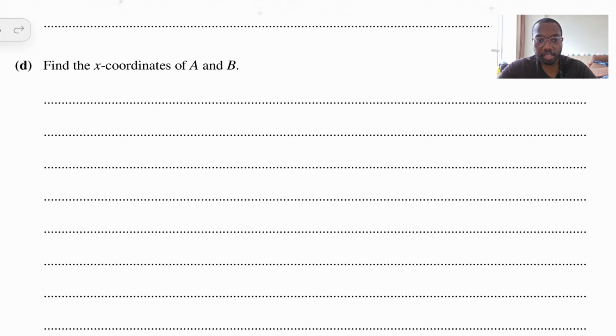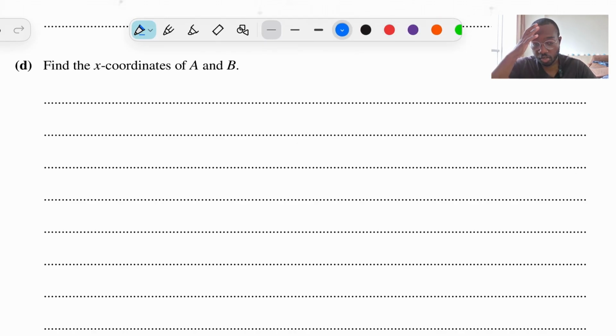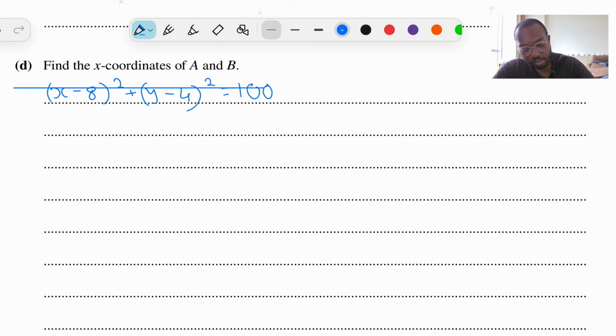And then the last question here, find the coordinates of A and B. So intersection. If I rewrite everything, we know the equation of the circle is x minus 8 squared plus y minus 4 squared is equal to 100. And we know that the equation of the straight line is y is equal to 7x minus 2. To find the coordinates, we can work out the x coordinates by putting the y value into the circle.